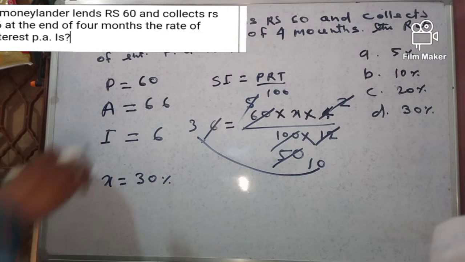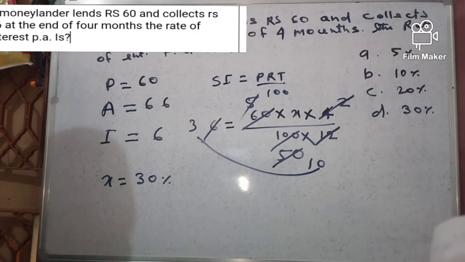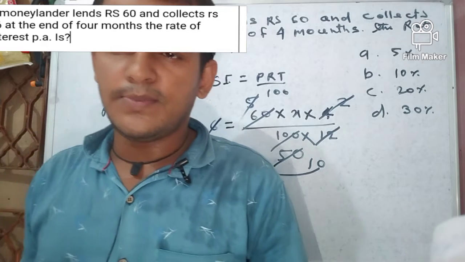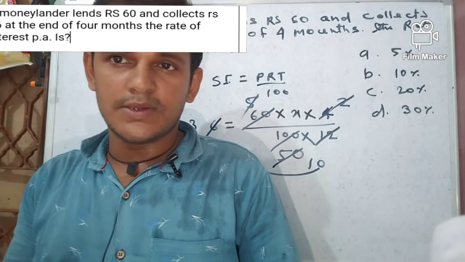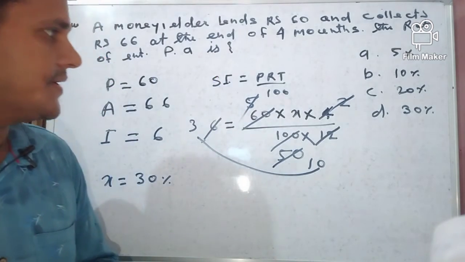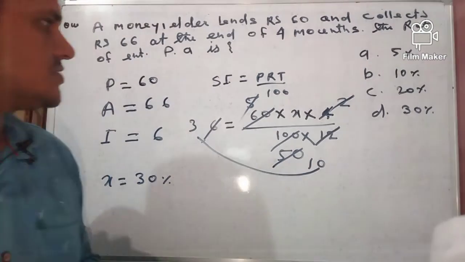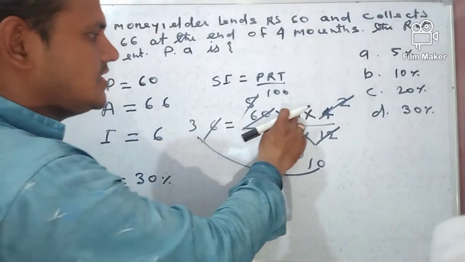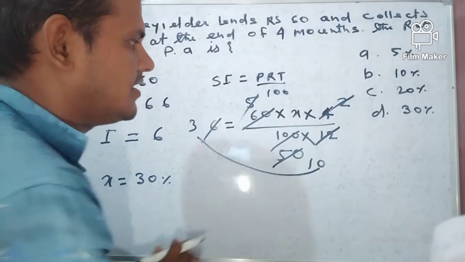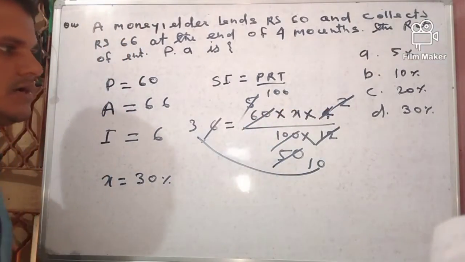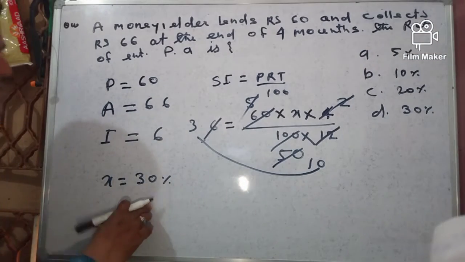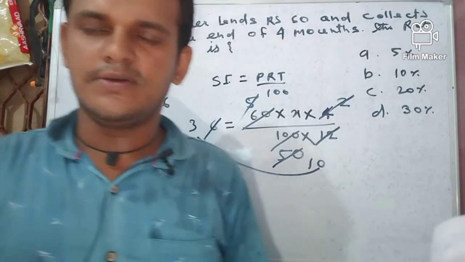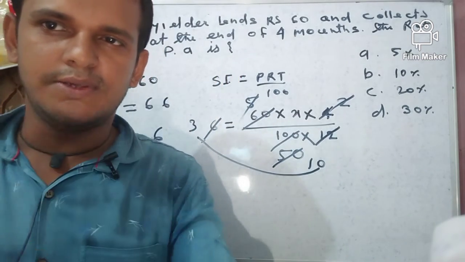See here friends, 60 becomes 66 in 4 months. Our target is only to find the rate of interest. So 6 equals 60 into x into 4 by 100 into 12. So after calculation we found 30%. So our answer is option D. Move to question number 3.